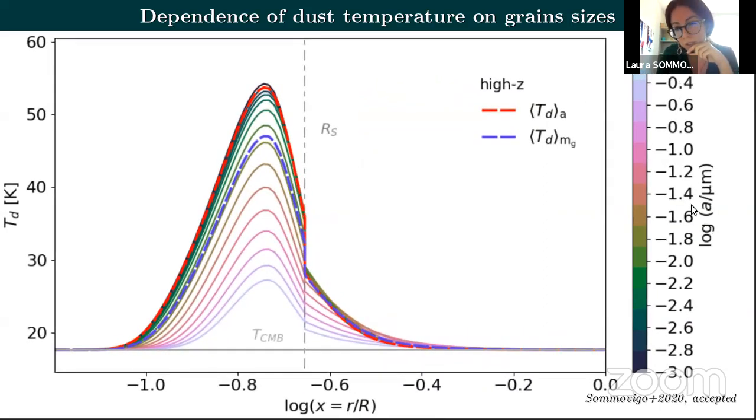The color bar shows different grain sizes, which we consider from 0.01 micron up to 1 micron. And you see that depending on the grain size, we have slightly different dust temperature. Before, I was always showing the case of 0.1 micron, which is a typical grain size. But whenever I'm computing the average dust temperature for the cloud, I'm always averaging over the grain size distribution, either on luminosity or dust mass. So I hope I've answered the question.